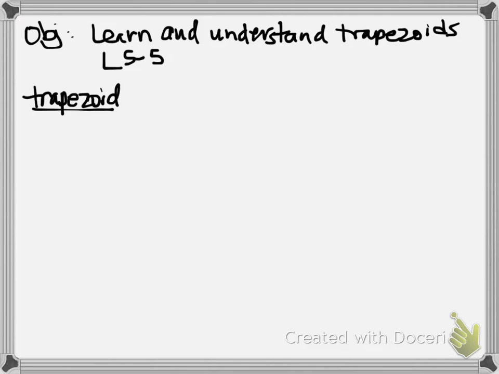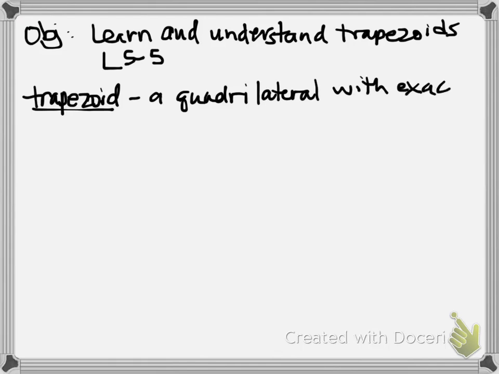So a trapezoid is a quadrilateral, because we are four-sided figures still. And here comes the important part. With exactly one pair of parallel sides.